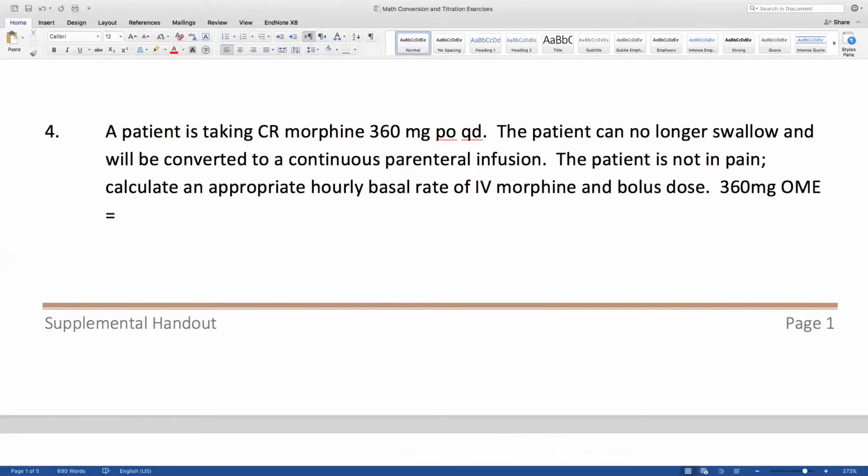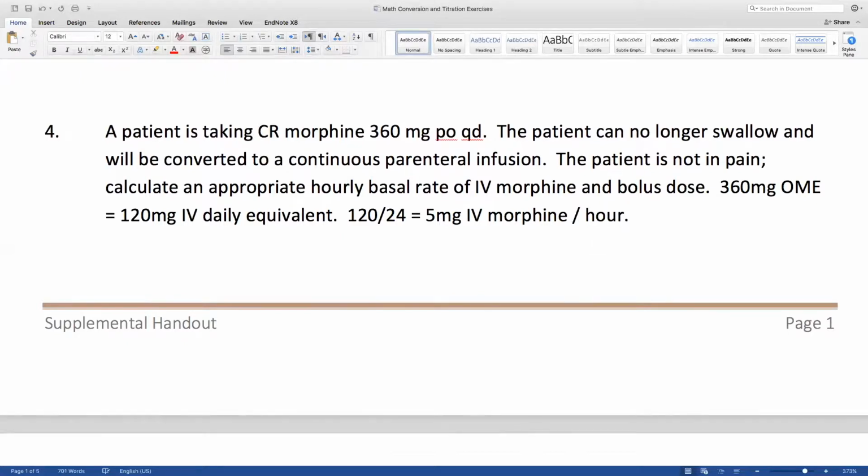What's 360 divided by 3? Damn, this math's easy, isn't it? 120. You think it's a coincidence that these doses are the way they are? 120 milligrams IV daily equivalent. So how do you come up with an hourly basal rate? 120 divided by 24. What do you get? Anyone have a calculator? 5. So 5 milligrams of IV morphine per hour. That's how you would replace that drug in the hospital. Easy, right?